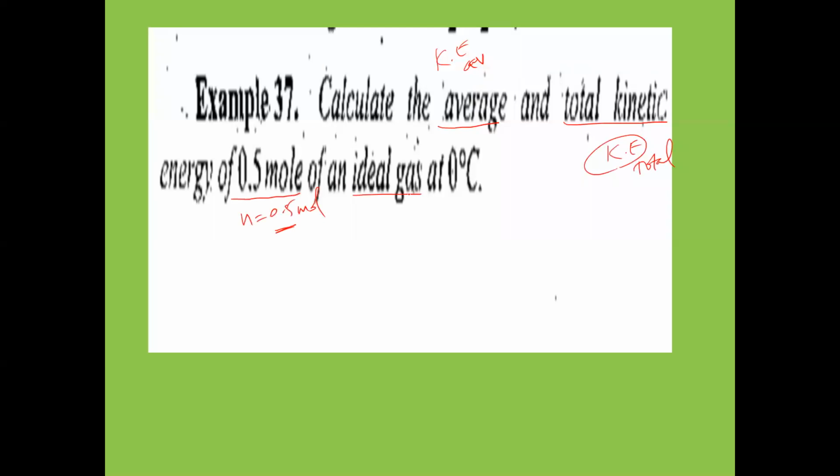Which gas they did not mention; simply they said some ideal gas. And what is the temperature mentioned here? 0 degrees Celsius. So absolute Kelvin temperature is centigrade temperature plus 273, so it is 0 plus 273, that is 273 Kelvin. Number of moles 0.5, and total kinetic energy and average kinetic energy are asked here.